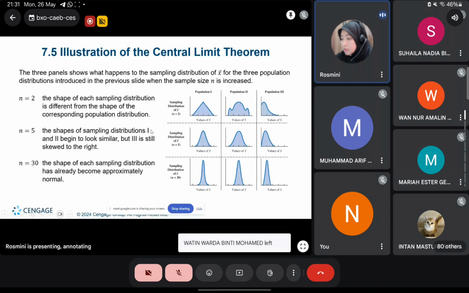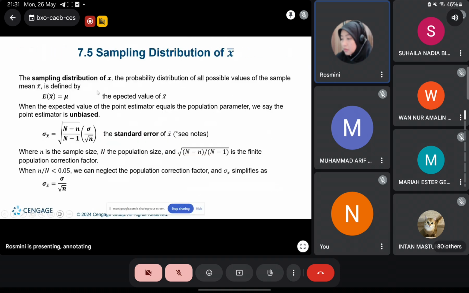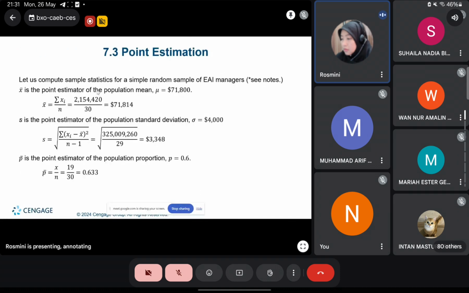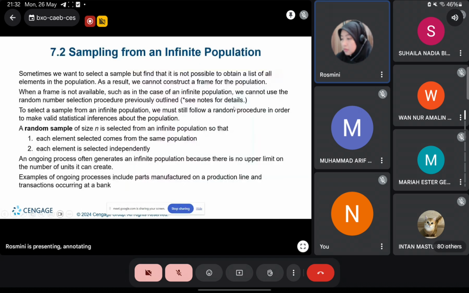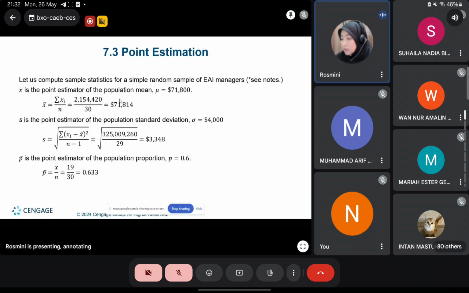Okay, all right, so this is the formula. You have the expected mean equal to mu, which is 71,800. This is already given to you. It's given here, 71,800, and the sigma, or the standard deviation, for the population.